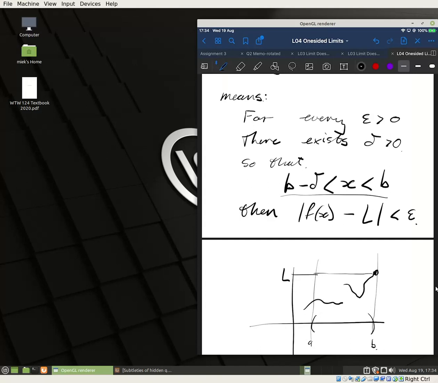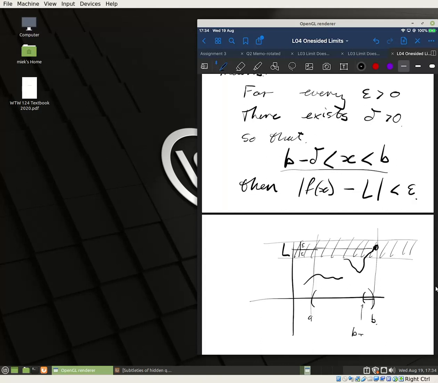it says for every epsilon, so it doesn't matter what the value of epsilon is. So for any epsilon, if you look at this strip centered at L but of radius epsilon, you should be able to find a delta, so that if you look at this interval from b minus delta to b, for every x in this interval, the function value lies inside of this epsilon strip around L.